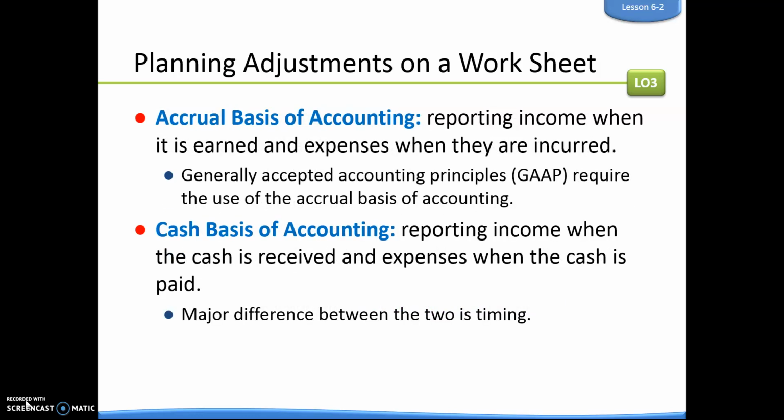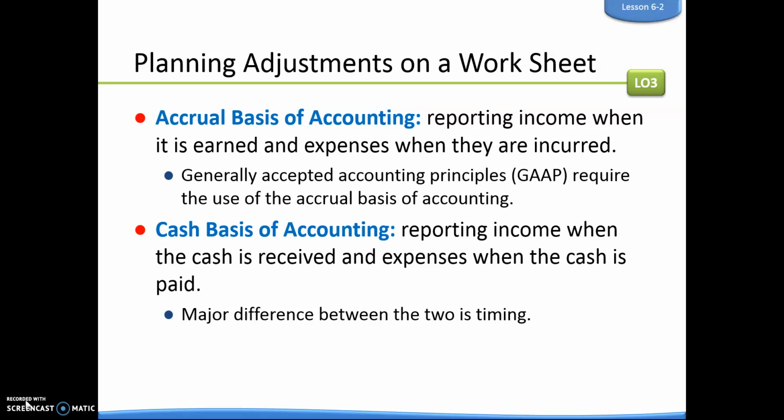So there's technically two types of accounting, and my accounting 2 students will know all about this, or they might just be getting to it. Is talking about the difference between the accrual basis of accounting, that's kind of a fun word to say, accrual, and the cash basis of accounting. The accrual basis of accounting says that we report income when it is earned and expenses when they are incurred. And GAAP, if you remember GAAP, generally accepted accounting principles, requires that we use the accrual basis. That means we're matching our expenses with the revenue that they earned.